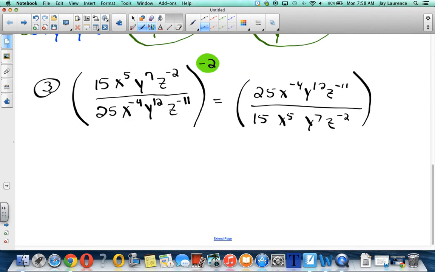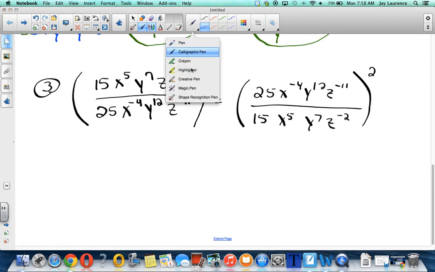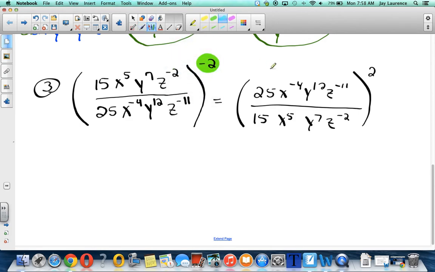Now, the whole thing is still raised to the second power, right? Now, I'm not going to worry about squaring. I'm going to simplify everything I can on the inside first. So I'm going to go hunting for more negative exponents. There's a term with a negative exponent. There's a term with a negative exponent. And there's a term with a negative exponent. And remember, a negative exponent means to use the reciprocal. So the x to the negative fourth will come down. The z to the negative 11th will come down, and the z to the negative second will go up.